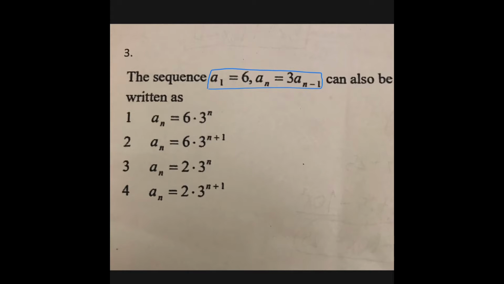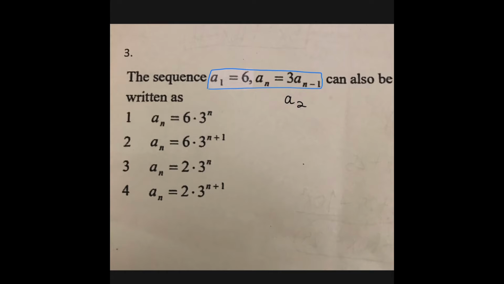They already tell us what the first term is. It says that the first term is equal to 6. A sub 1 equals 6. So let's use the second equation to determine what a sub 2 is for the second term.